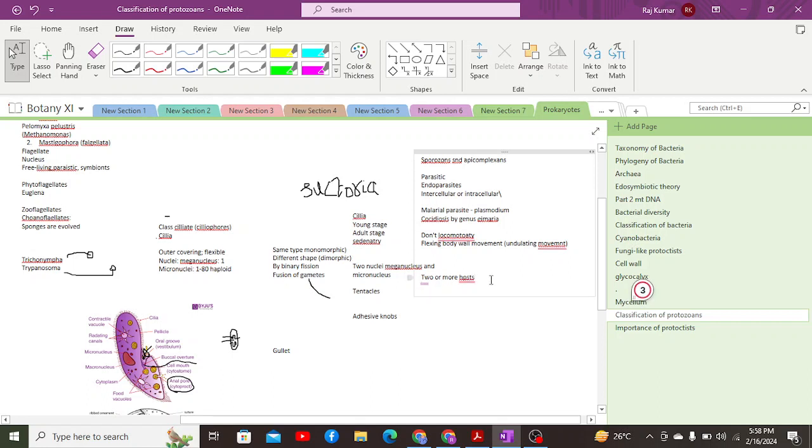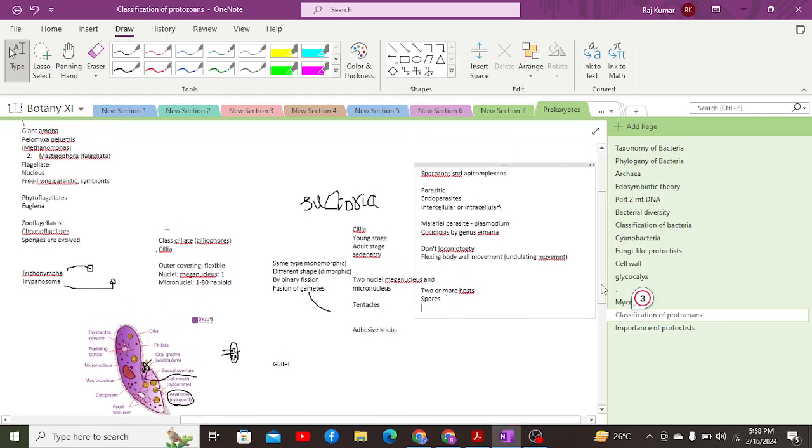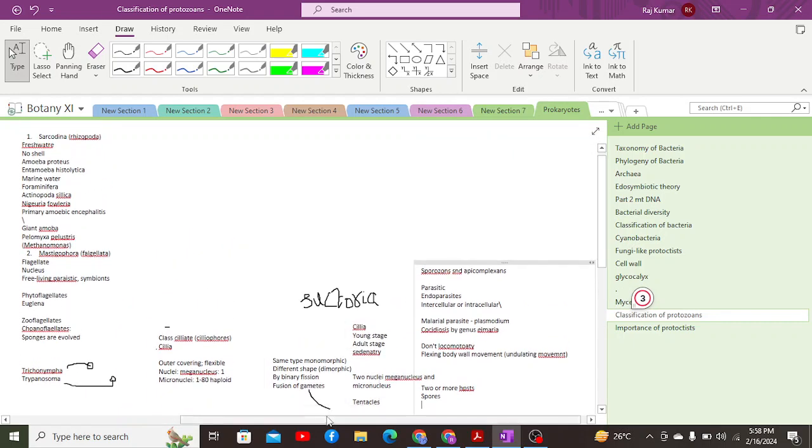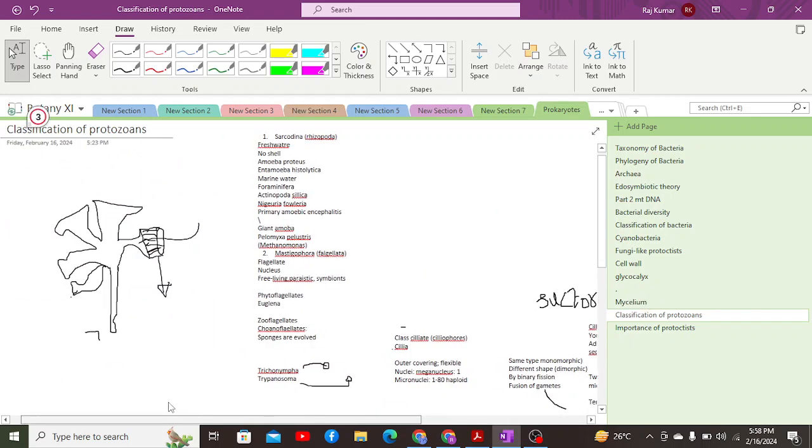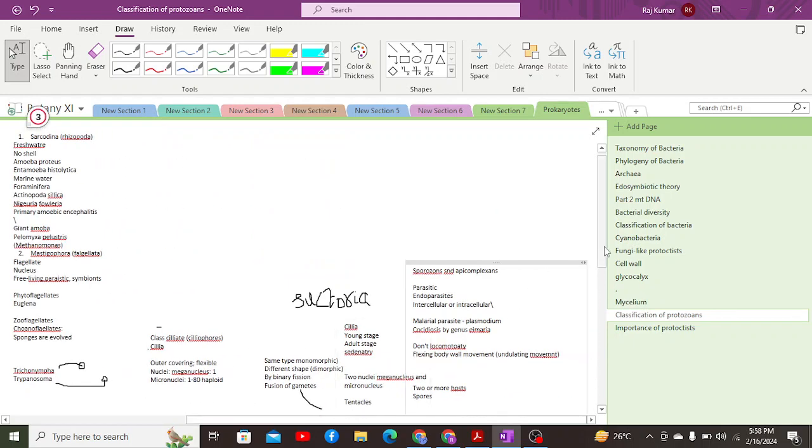And apart from that, they have development of special structures known as spores. These spores are responsible for transfer to the host. These spores are infective agents which are transferred to the other host. And an example of this is Plasmodium.